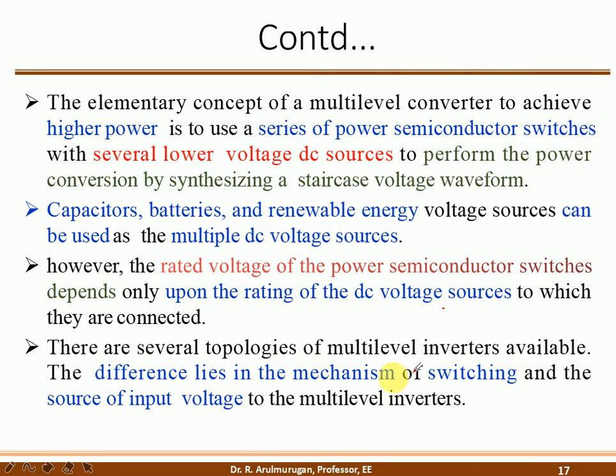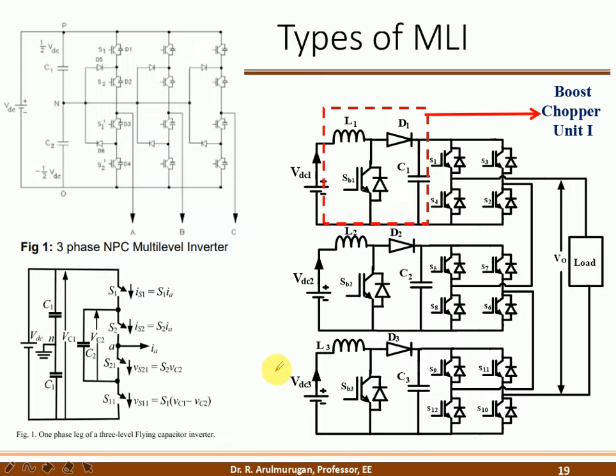There are several topologies of the multi-level inverter available: the diode clamped inverter, the flying capacitor inverter, and the cascade multi-level inverter. They use different mechanisms and switching methods. So this is the circuit diagram of the diode clamped inverter, another name for which is the neutral point clamped inverter. What is that neutral point? The center point of the capacitors is the neutral, and it is connected to it.